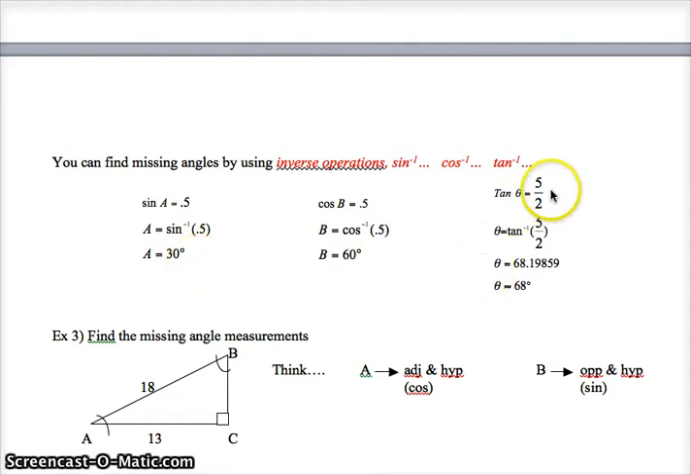The tangent of theta, if it's 5 over 2, the inverse tangent of 5 over 2 will give us a decimal that we can round to the nearest degree, being 68 degrees.